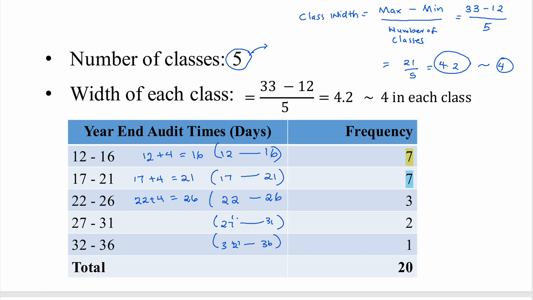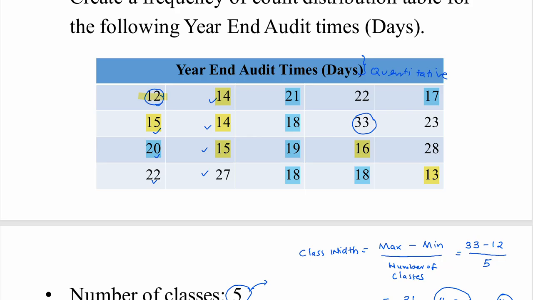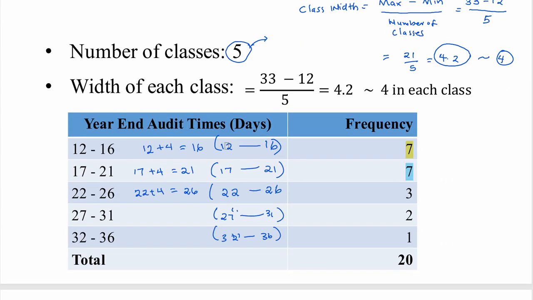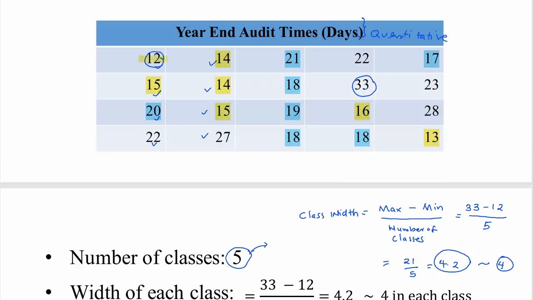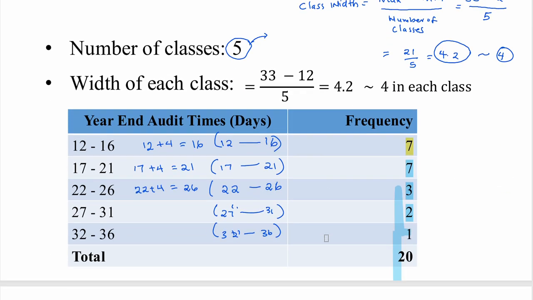Now I want you to pause the video and then look at the table again and tell me how many are between the next one, 22 and 26. Did you get 3? And that is exactly correct. And so we do the exact same frequency count for all these classes. Now, it's important to know that when you add up your frequencies, they should be equal to 20, which is the exact same number of observed data here. If you count this data set, it should be equal to 20.